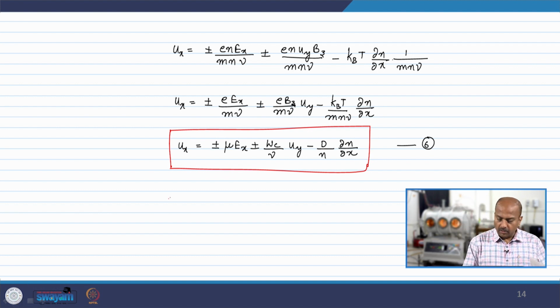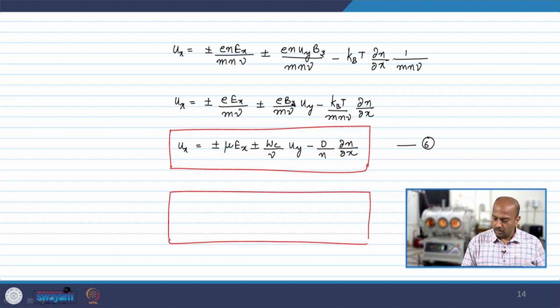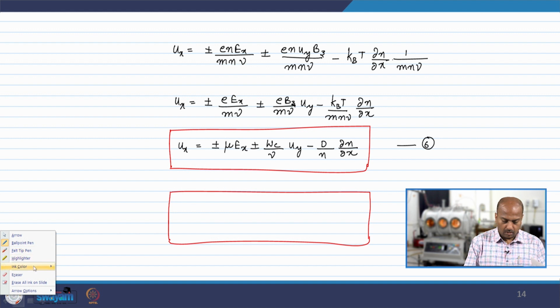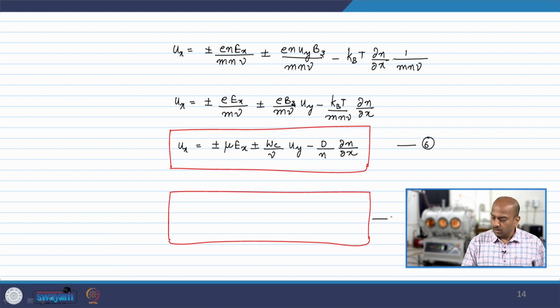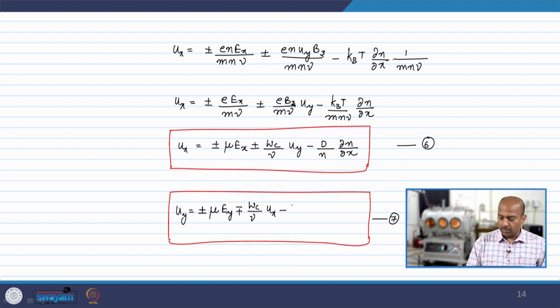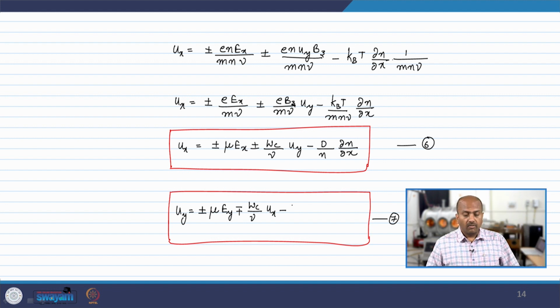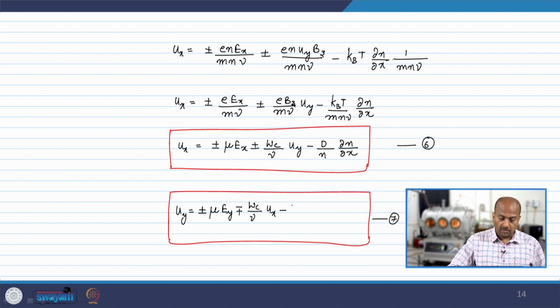In a very similar way, you can also write an equation for Uy as plus minus mu Ey minus plus omega c by nu Ux. I hope you remember why we are using these symbols of plus minus and minus plus.